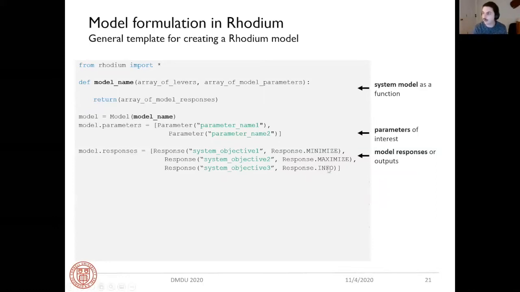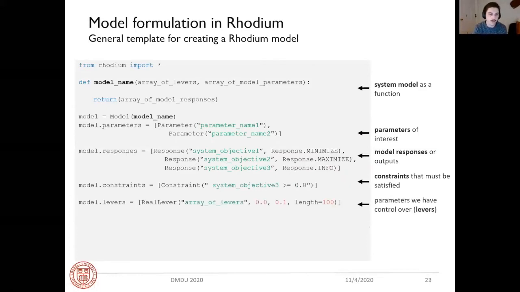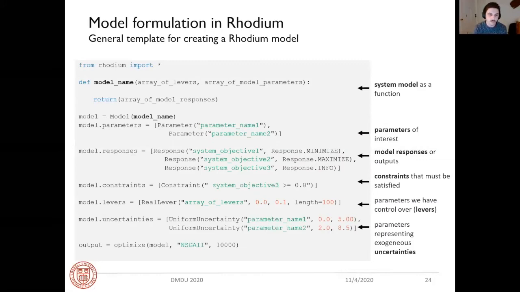In that case, we call it an information output. We can then define any constraints that we have in our model, define the levers. So up here, we know that we have an array of levers that's going to this model, but we need to tell Rhodium specifically what are the decision levers that you're going to be optimizing for this model.